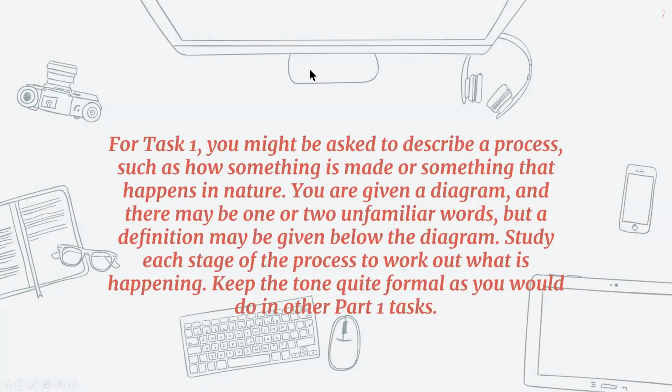For task one, you might be asked to describe a process such as how things are made or something that happens in nature. You're given a diagram and there may be one or two unfamiliar words. You shouldn't be thinking about that anyway, but a definition may be given below the diagram, may, but not always. Study each stage of the process to work out what is happening and keep the tone quite formal as you would do in any other task one questions.